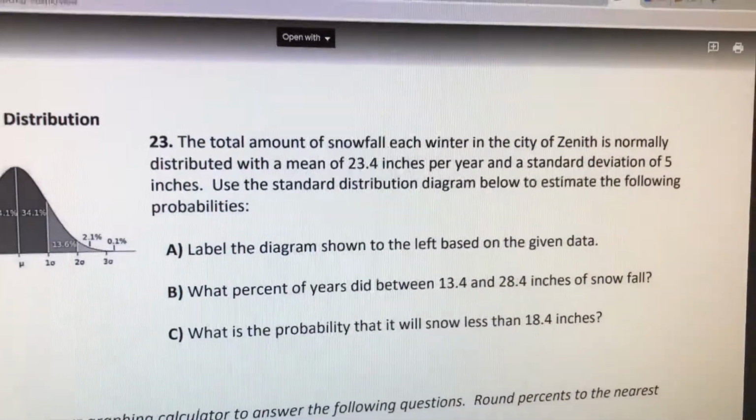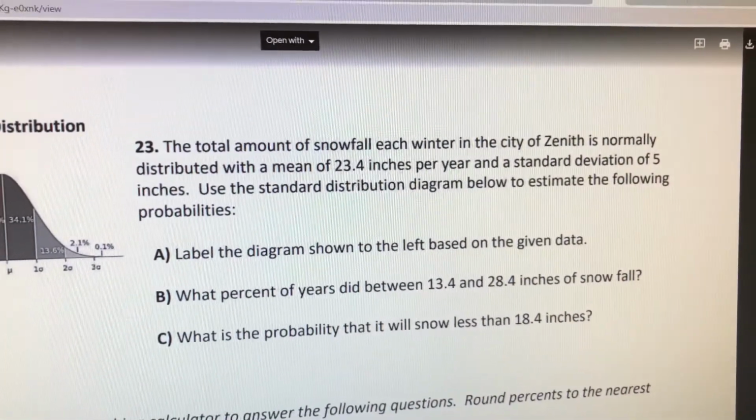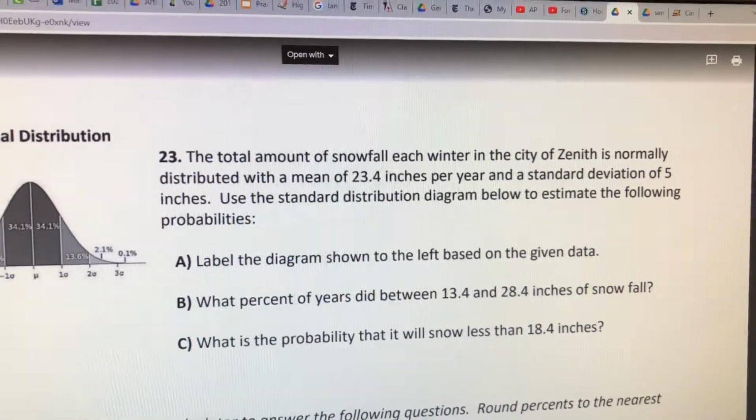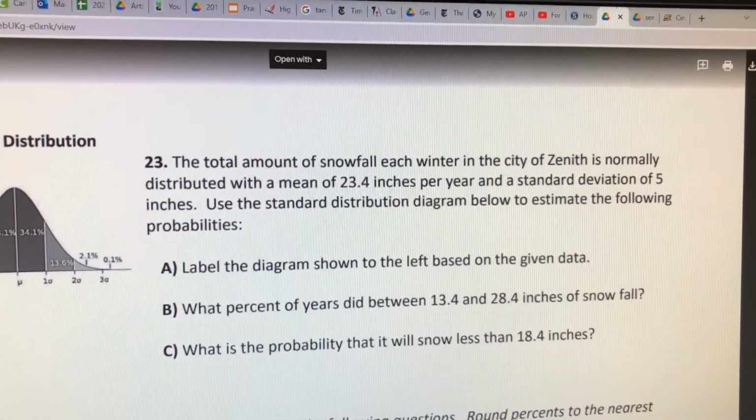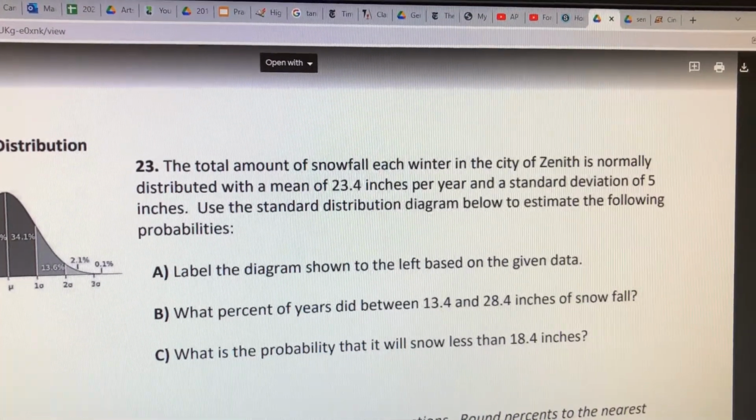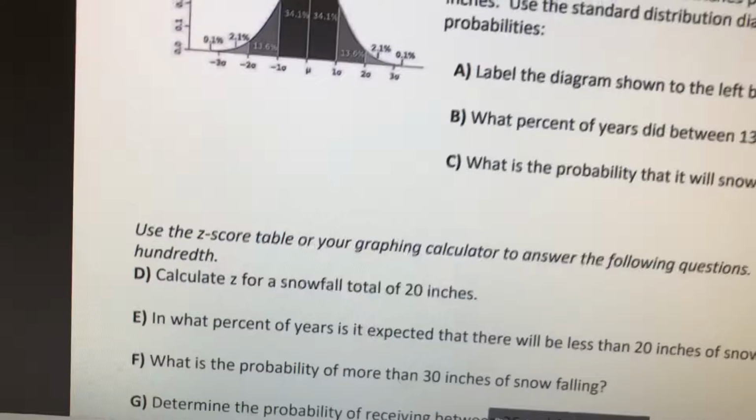Okay, we're going to look at least parts of question 23 because it seemed like we had a lot of questions about confidence intervals. So we've got snowfall. The mean is 23.4 inches per year with a standard deviation of 5 inches. We're going to go down here to part D.